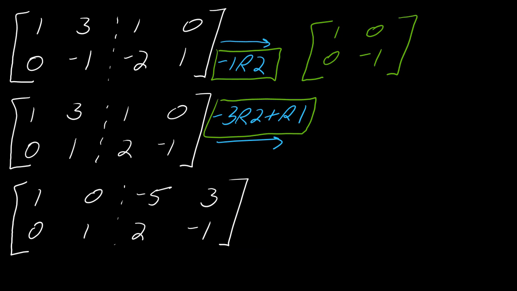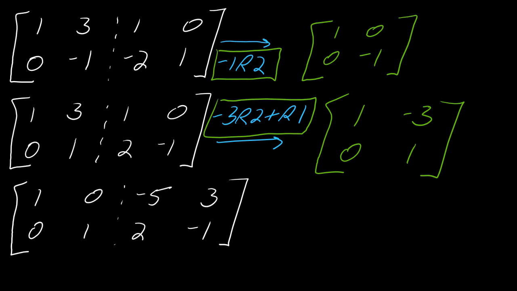We can continue this on to the next page. So this was the last one I haven't done. So -3 times row 2 plus row 1. So bada bing, bada boom. Okay, so now I have all of my elementary matrices. And so I really just need to now multiply them all together.